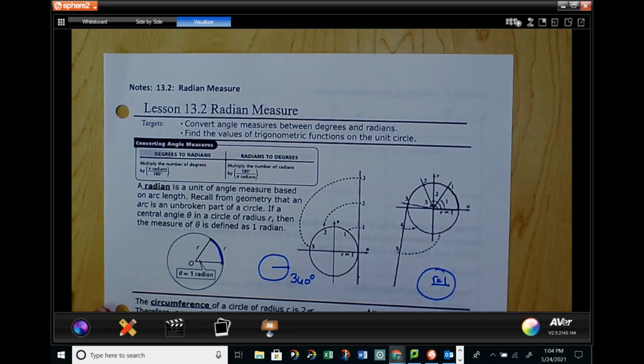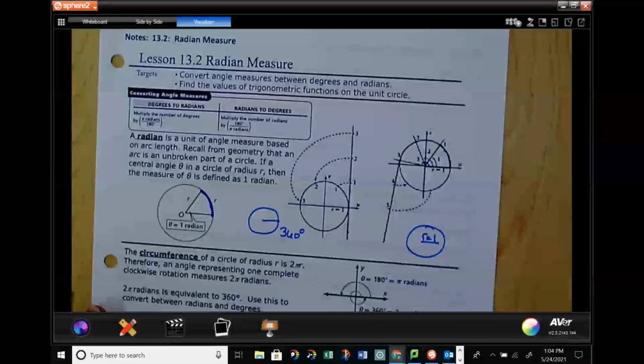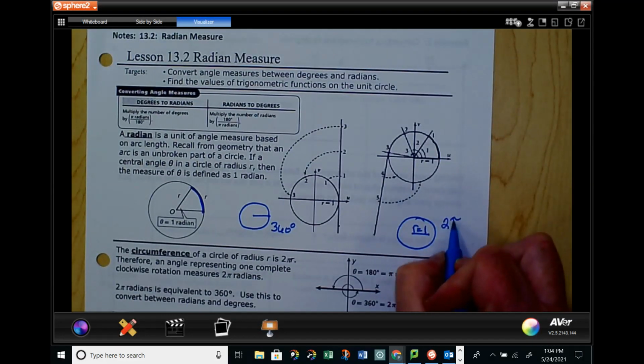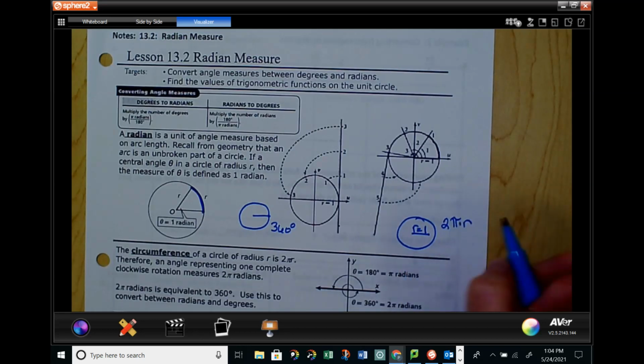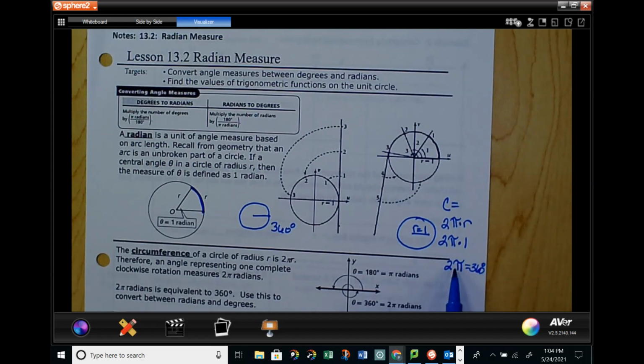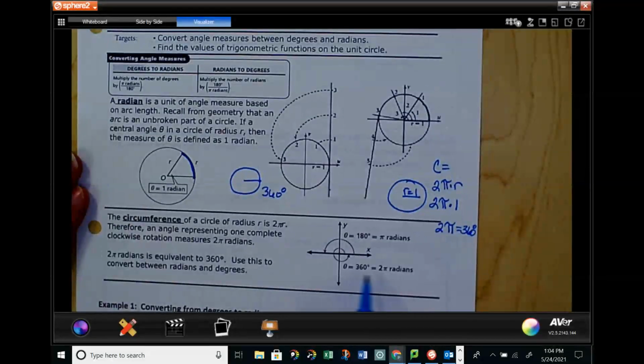has a radius of 1. To go all the way around is 2 pi times the radius, because that's your circumference. Our radius is 1, so 2 pi times 1 just means 2 pi. So 2 pi is the same as 360 degrees. So 2 pi radians is the same as 360 degrees. That's what that is saying.